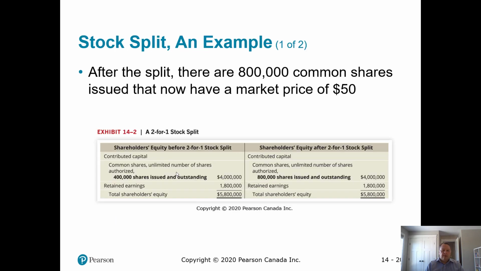So here's an example, again carrying that forward, of what the shareholders' equity section looks like. Before the 2 for 1 stock split, we just had $4 million in contributed capital and 1.8 million in retained earnings. Same thing after the 2 for 1 stock split. The only thing is the issued and outstanding shares are 400,000 before, and 800,000 afterwards.